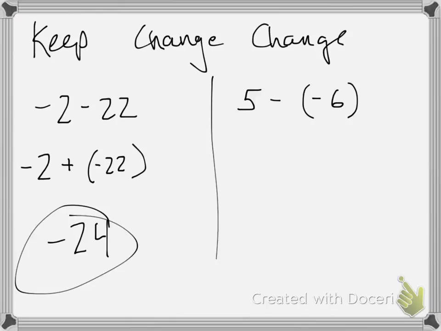Here's a different one. 5 minus -6. I'll keep my 5, change my minus to a plus, and change my negative to a positive 6, or just a regular 6, however it's easier for you to think about it. So really, I have 5 plus 6, and 5 plus 6 is 11.